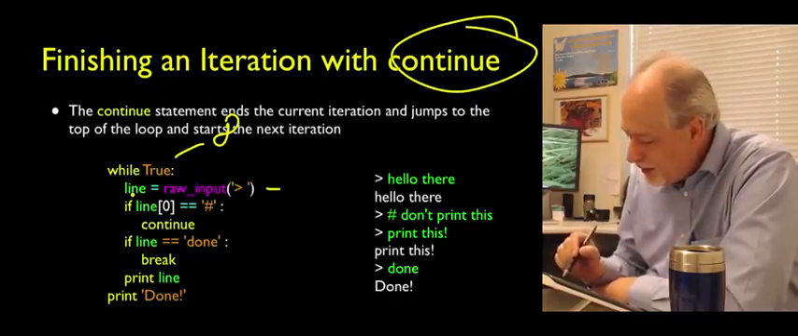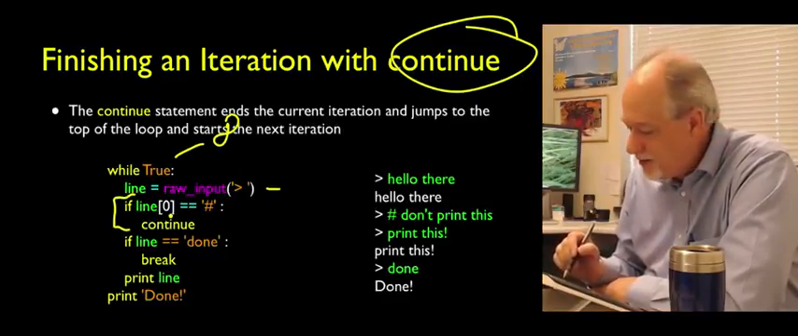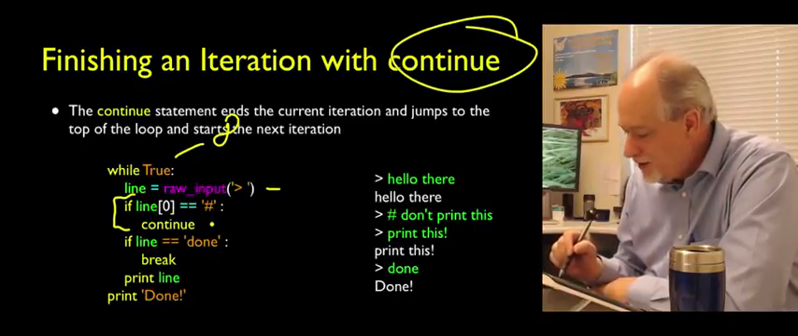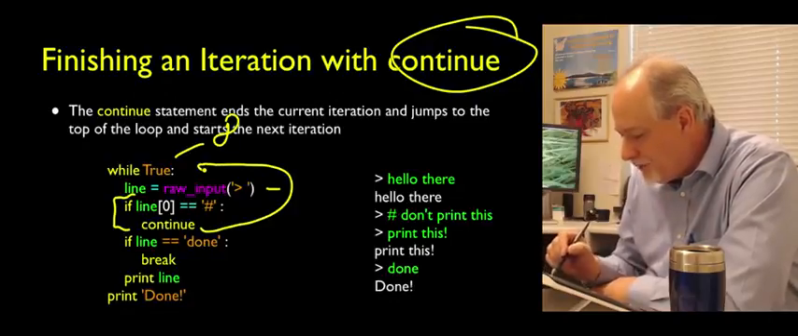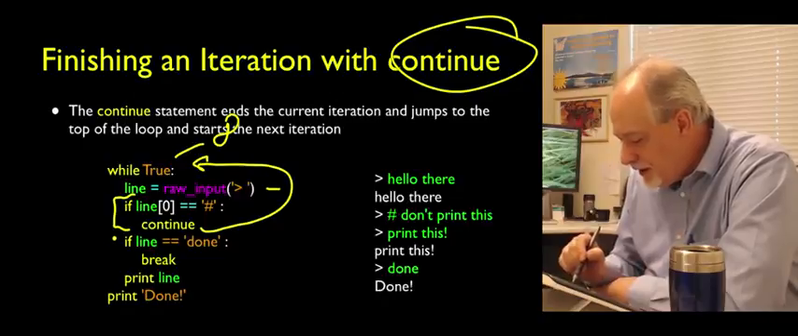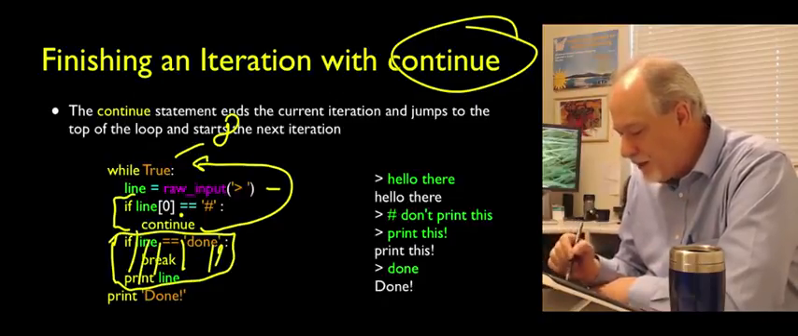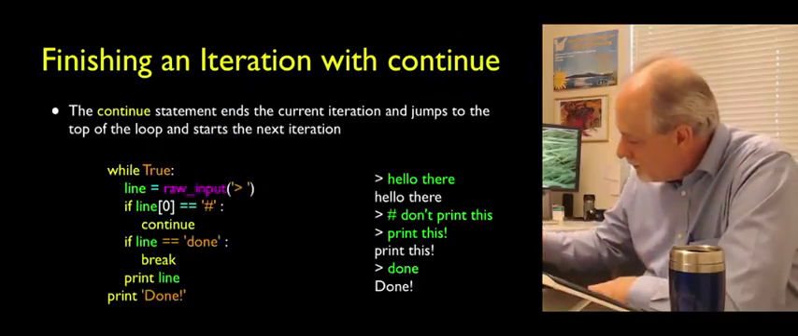But the new part is right here, and we'll learn this in the next chapter. If line sub 0, if the first character of the line is a pound sign, we're going to continue. What continue says is it doesn't actually get us out of the loop. It jumps back up to the top of the loop, which means that it ignores, for that iteration, the rest of the loop.